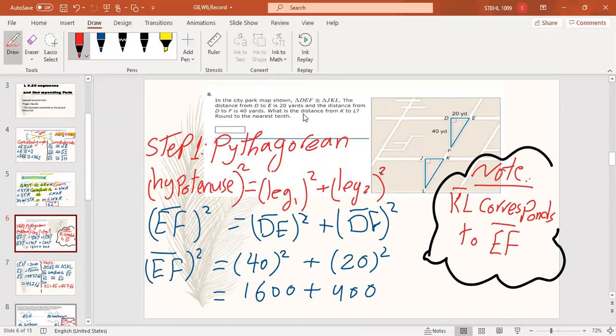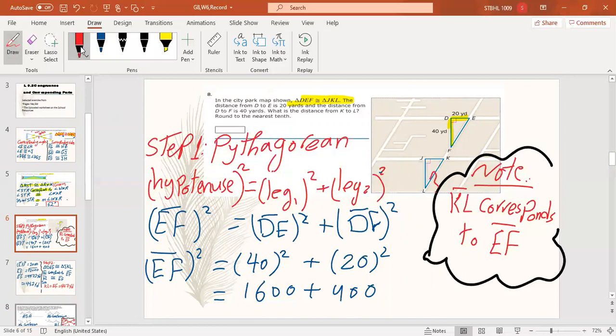And now let's apply congruence and corresponding parts in a multi-step real-life problem. In the city park map shown, triangle DEF is congruent to triangle JKL. The distance from D to E is 20 yards. And the distance from D to F is 40 yards. What is the distance from K to L? This is the unknown.